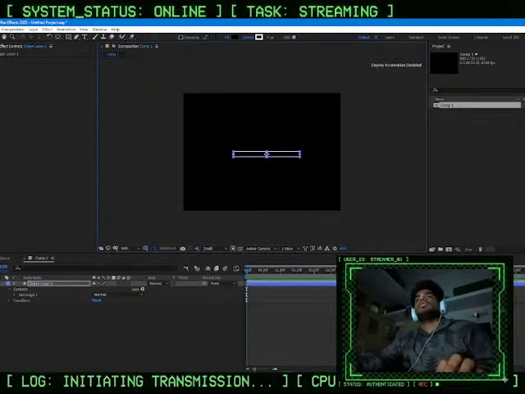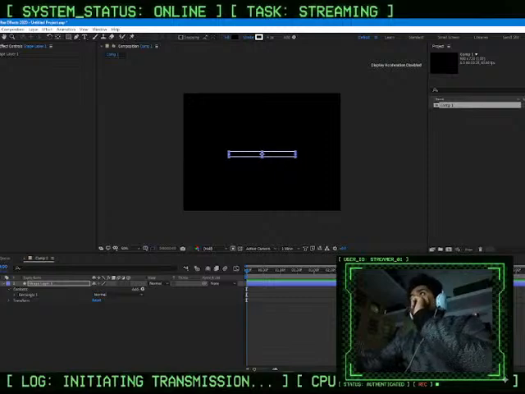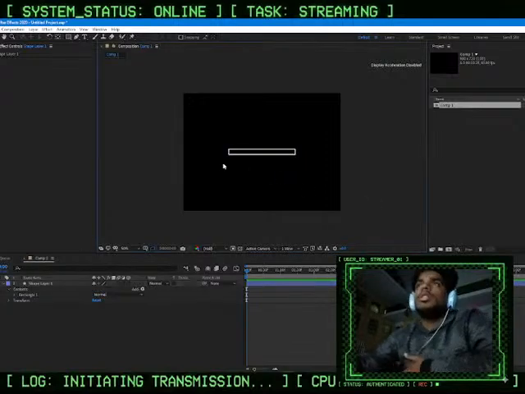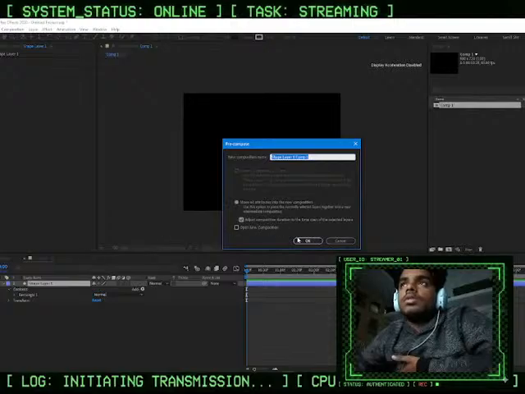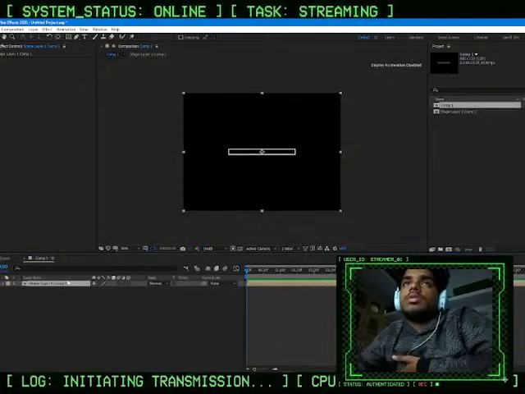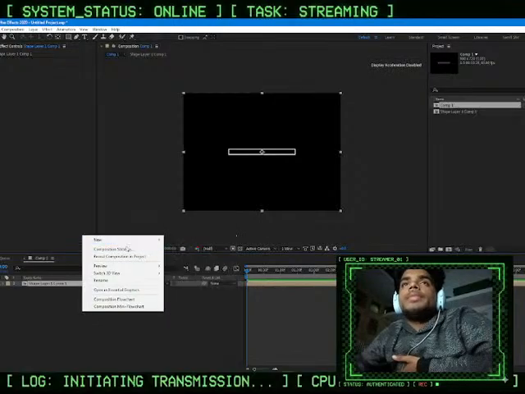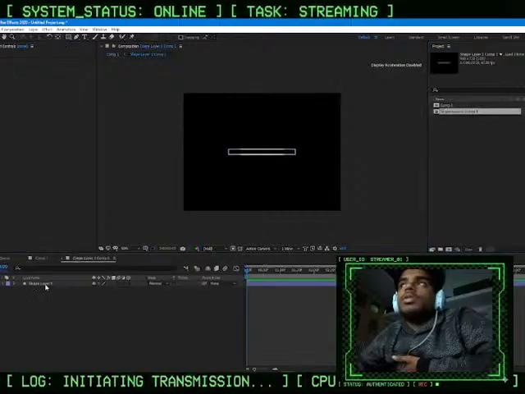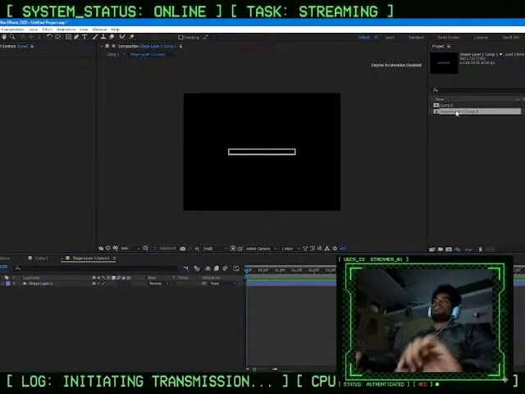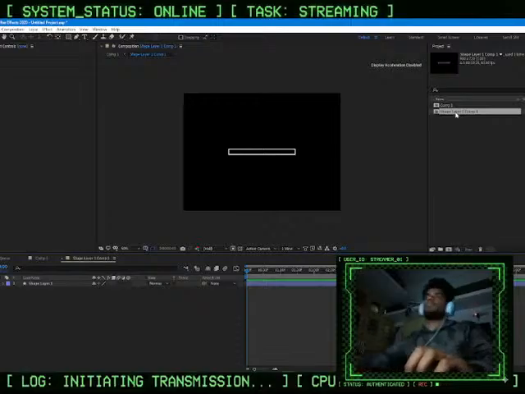Center, I divide it in the center. I'll pre-compose this. I wrote this pre-comp. Like this thing is named comp1. Even this new comp, I will rename it as animation.